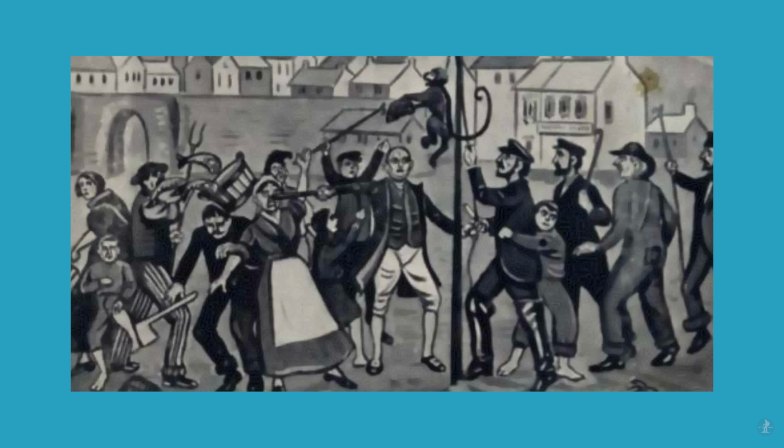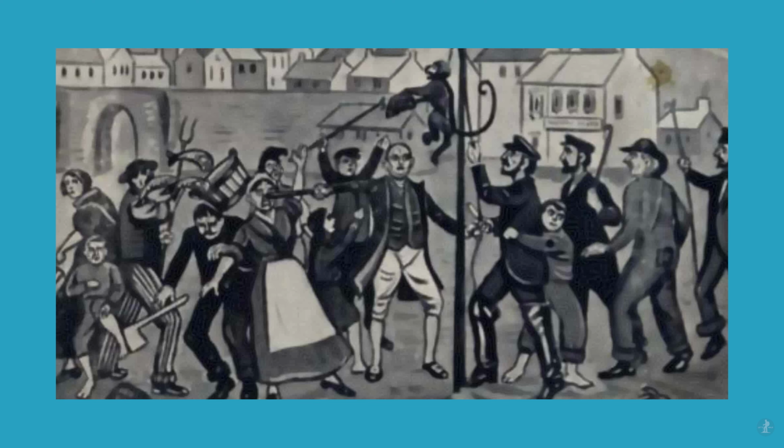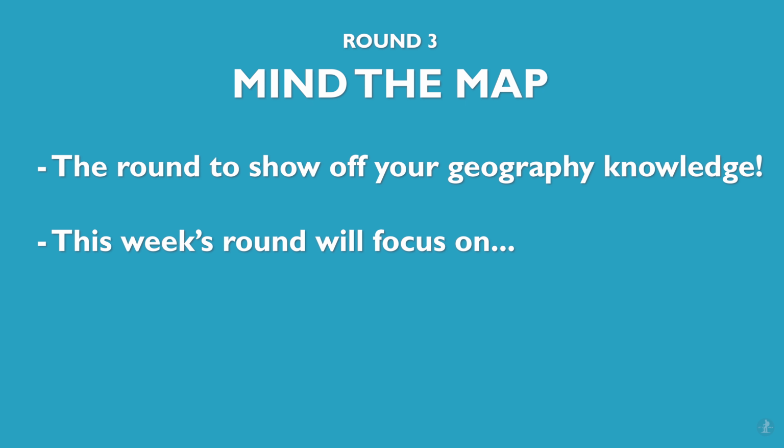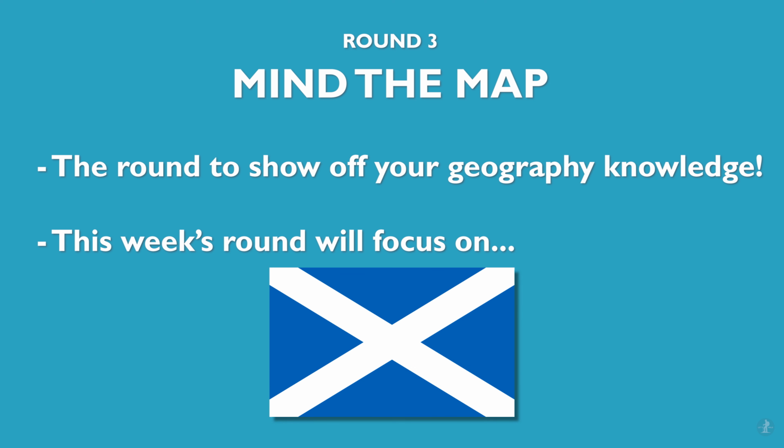As you'd expect, there's much more to that story than first meets the eye, but we need to keep moving with our quiz into round 3. Round 3 is called Mind the Map, where we shift our attention towards the wonderfully varied and complex geography of the UK. And in this week's round, we'll be focusing on Scotland.